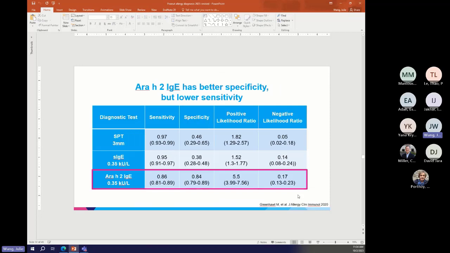So comparing RH2 IgE with skin test and IgE to whole peanuts, we see that the sensitivity is a little bit lower, but the specificity is much higher. And as a result, the test for RH2 has a much higher positive likelihood ratio, and it's going to swing our percentages much greater than the skin test and the blood test.